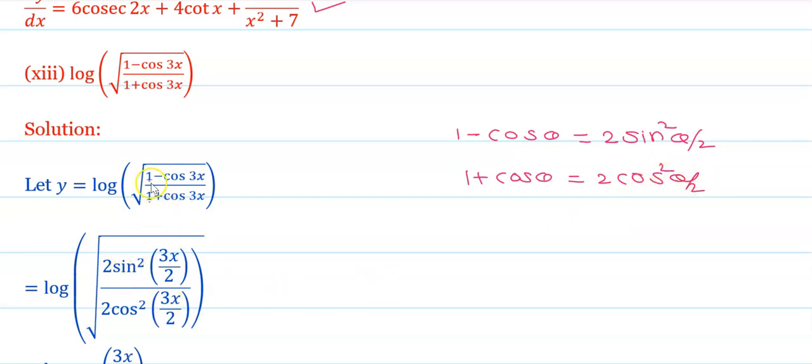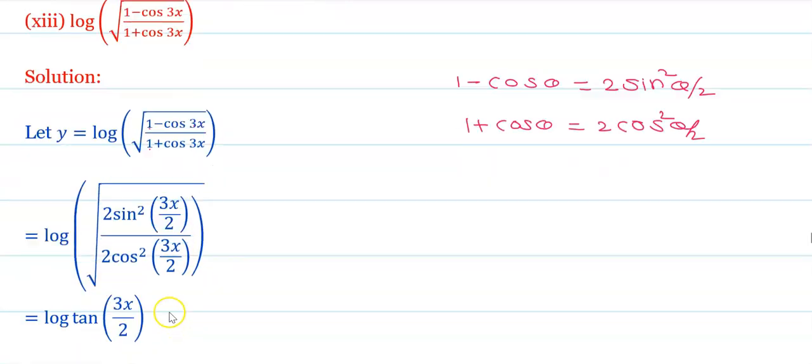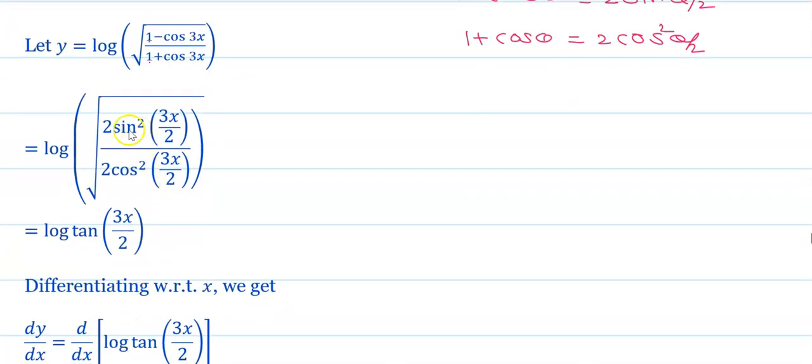Similarly here, 1 minus cos of 3x means 2 sin square 3x upon 2. 1 plus cos of 3x means 2 cos square 3x upon 2. This 2 will get cancelled. Sin square 3x upon 2 upon cos square 3x upon 2 gives tan square 3x upon 2. Square and root get cancelled. You will get tan of 3x upon 2, and hence y is equal to log of tan of 3x upon 2.